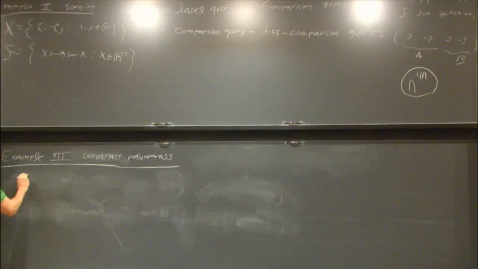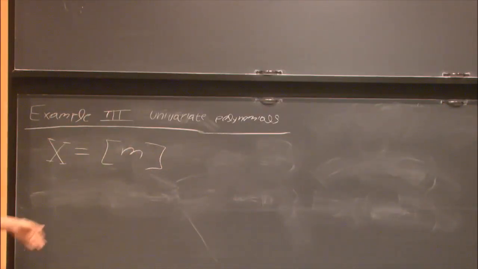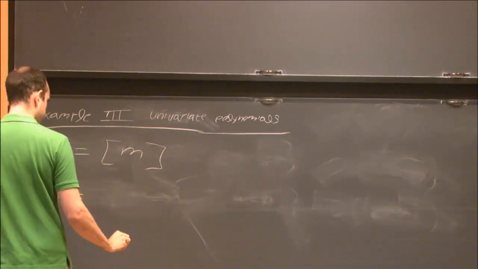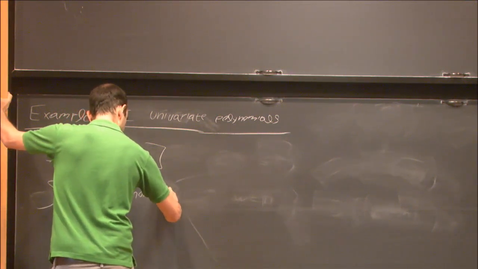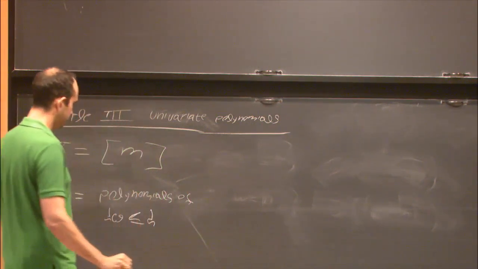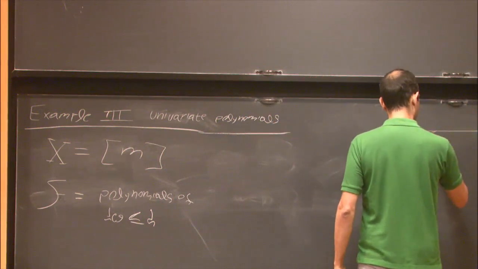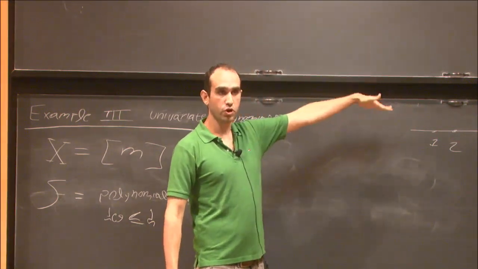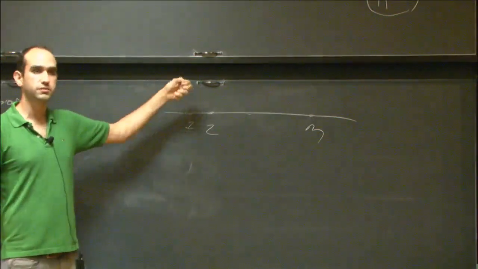Here I define X to be the integers from 1 to m, and F will be all polynomials of degree at most d. The picture is: you have the numbers 1, 2, up to m. We are given some polynomial, we have black box access to queries about it, and we want to determine the sign for each number, whether the polynomial is positive, 0, or negative.